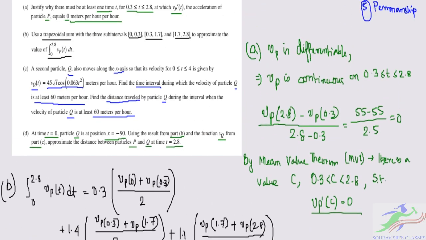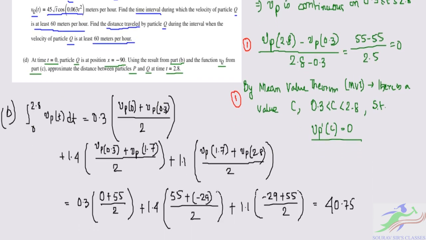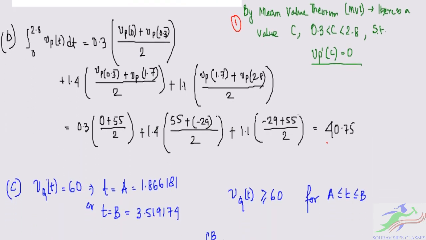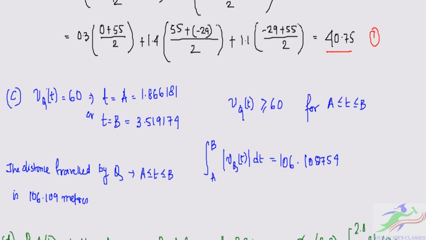Now coming to the point distribution. In part A, how do you maximize your points? This one fetches you 1 point, and the justification by the mean value theorem 1 point, so 2 points over here. In part B, we find the answer directly using the trapezoidal sum, so that fetches 1 scoring point. In part C, first the interval, finding t at a and b, fetches 1 point. The definite integral fetches 1 point, and the distance, the answer that you have measured, fetches 1 point.